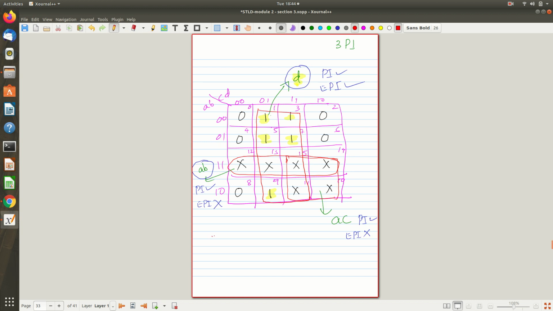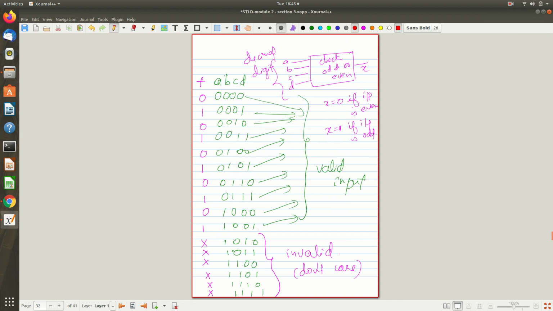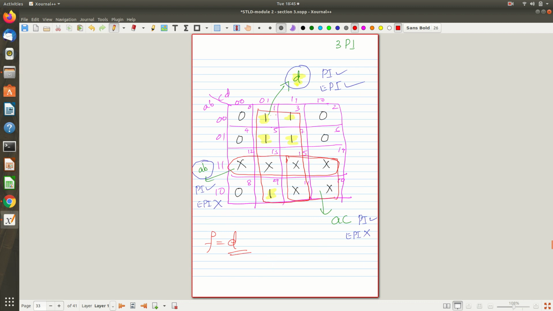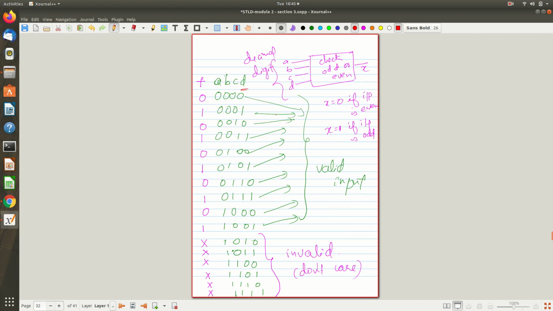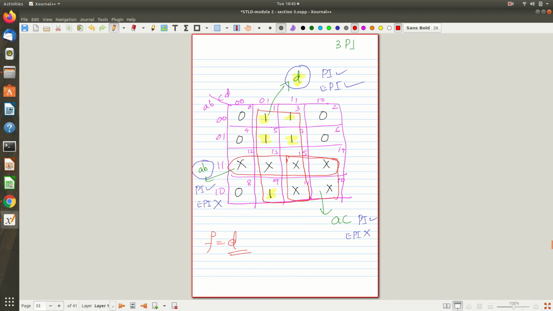So what about the minimum? The function f corresponds to the minimum sum of products notation. The essential prime implicant is definitely there, and it is only D, right? So D is the determining factor. The function just corresponds to D. The least significant bit was my D, and that D determines whether the input is odd or even. So the function is D, which gives 1 when the input is odd. When D is 1 the function is 1, and whenever the input is even, D is 0 and the function gives 0. If I give an invalid input, it may show 1 or 0, which we are not going to care about.